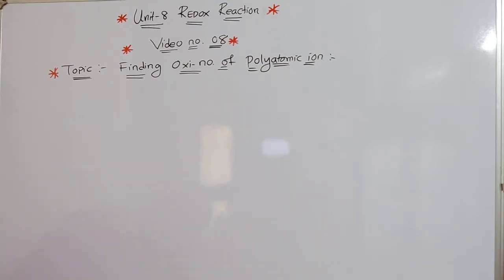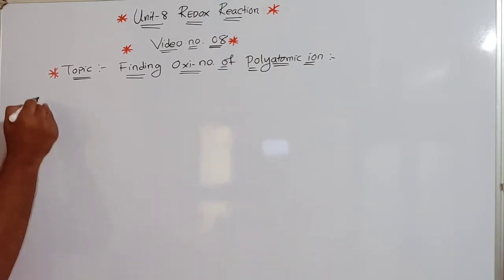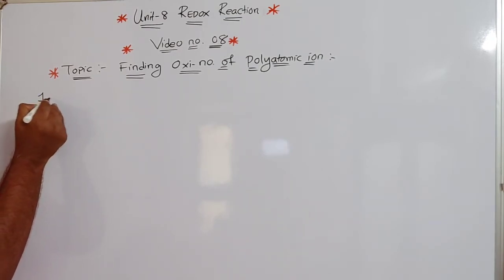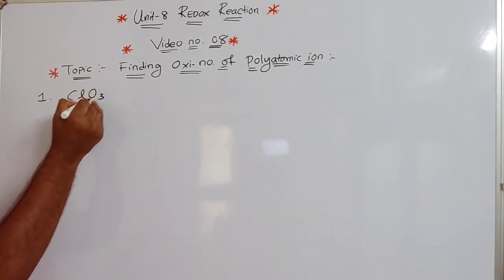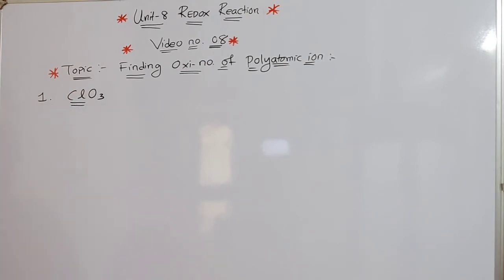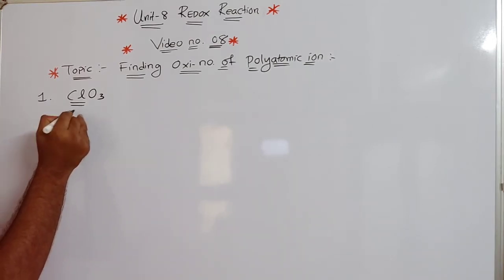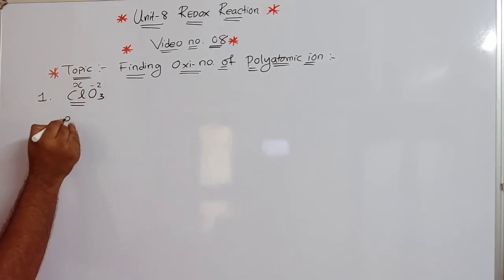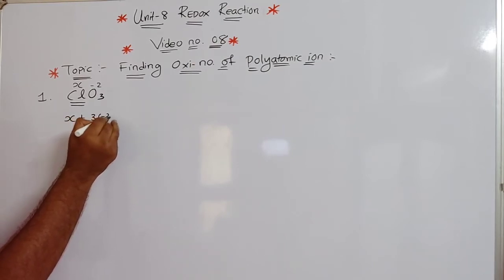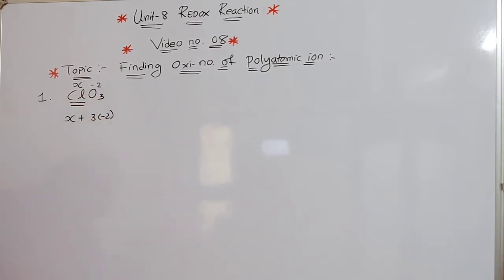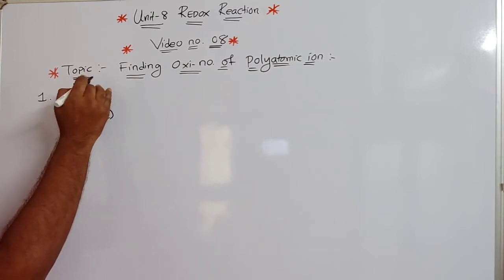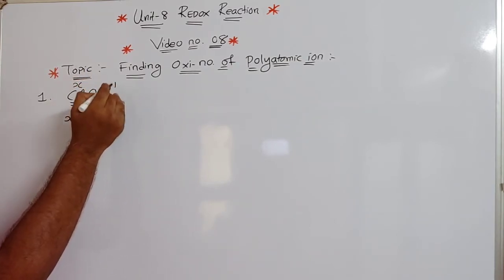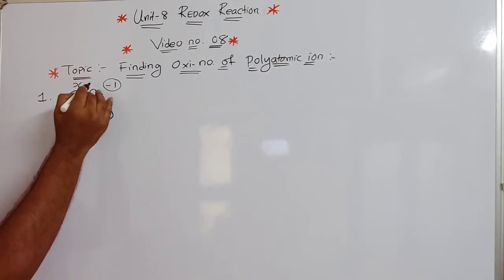Now you can write this down as an extra question. The first one is ClO3 minus. In this you have to find the oxidation number of chlorine. Cl we will take as X and oxygen as minus 2. So X plus 3 into minus 2, sorry, just a minute. ClO3, minus 1 is the charge. This is a polyatomic ion.